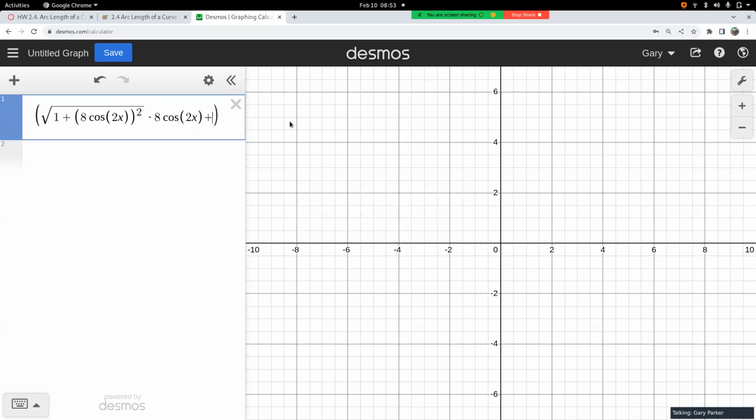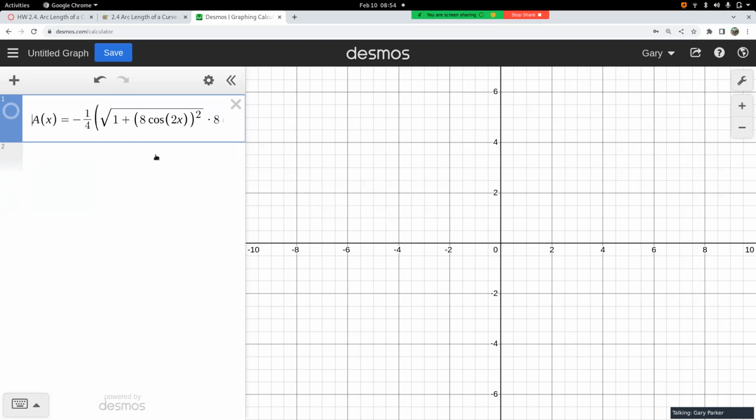And then we need to add to that the natural log, which needs parentheses. In the parentheses is absolute value. In the absolute value is the square root of 1 plus parentheses squared. Inside there, 8 cosine of 2x. Just be really careful with your parentheses. And then inside the absolute value, but outside the square root, we have a plus 8 cosine of 2x. Wow, that is an amazing antiderivative.